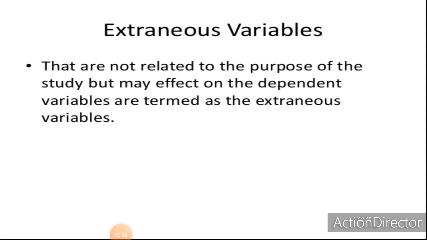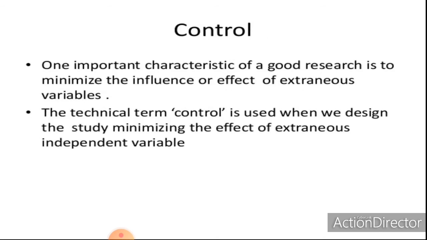Now next concept is extraneous variable. These are the independent variables which are not related to the study, but at the same time affect the dependent variable. So extraneous variables have no direct relationship with the variable, but the presence of extraneous variables will affect the dependent variable. Now next is control. Control is a process which is used to minimize the effect of extraneous variables in a research. A good researcher always tries to reduce the effect of extraneous variables in their research.